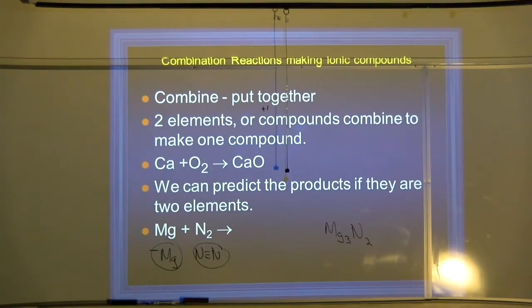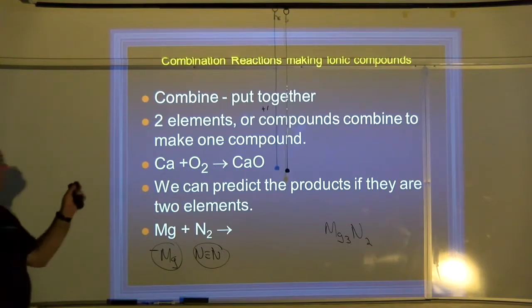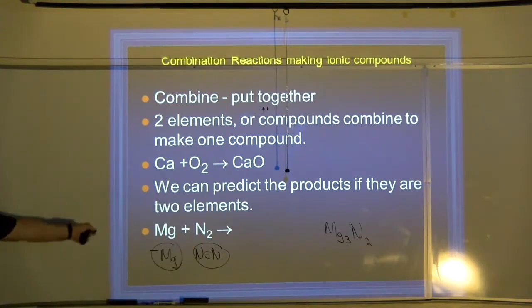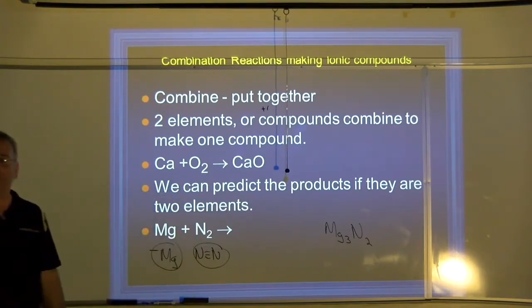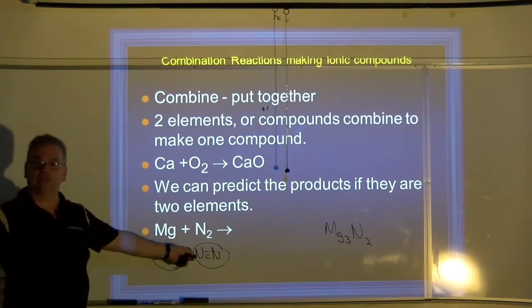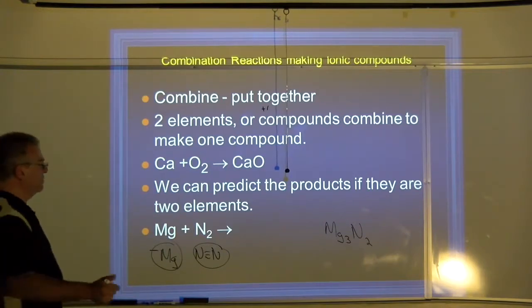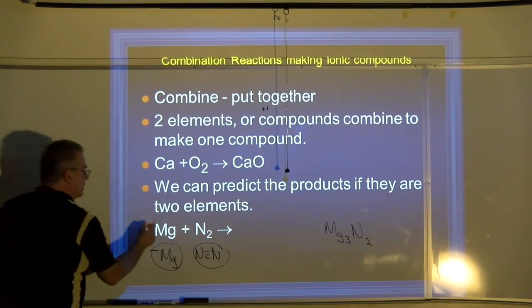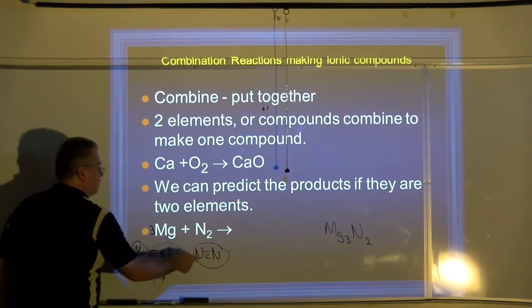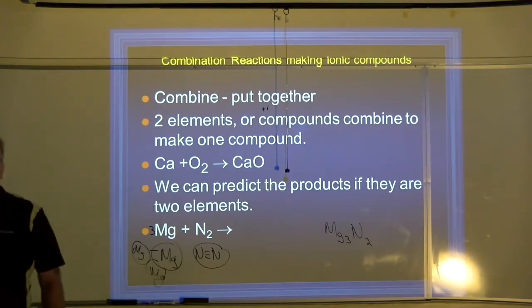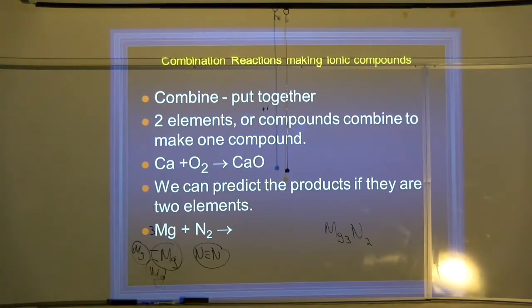shucks, this is not going to equal out because I got 3 Mgs on that side and only 1 on the left. I got 2 N2s on that side. That worked out, right? Because there's 2 N2s on this side. But to fix this is real simple. I use a coefficient. I put a 3 here. That means I'm going to have 3 of these guys reacting with 1 of those guys to make the proper magnesium nitride. See that?